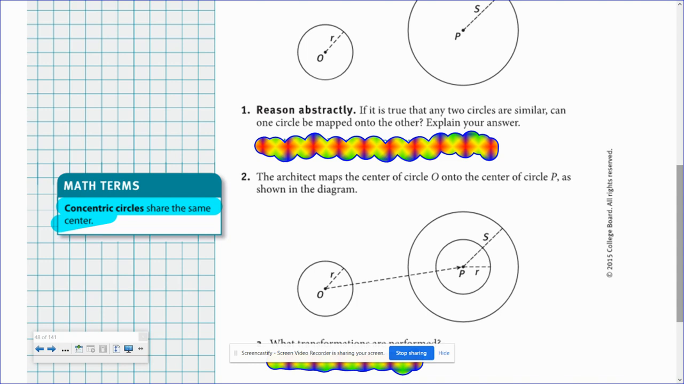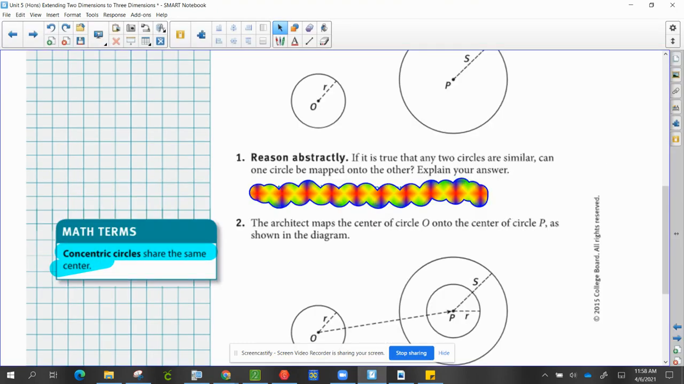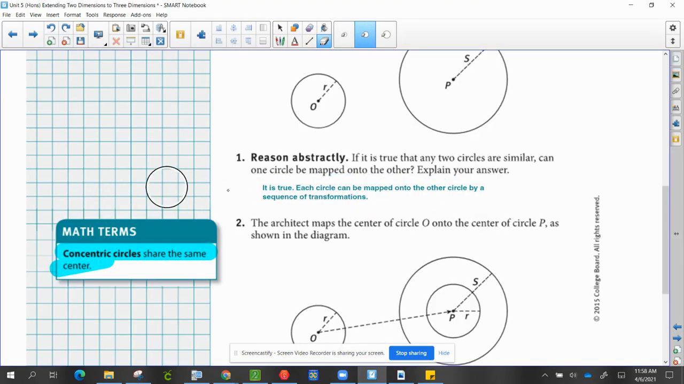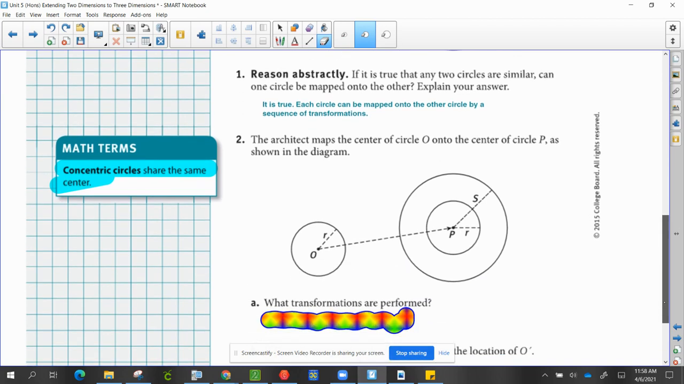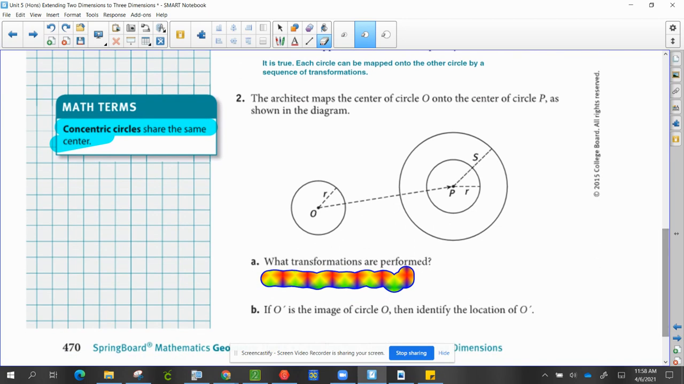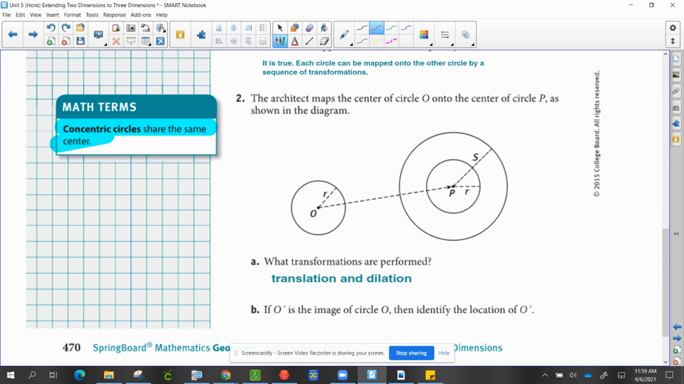Now, we've looked at these before, these concentric circles, that bullseye look, right? But the answer is that it is true. Each circle can be mapped onto the other through a sequence of transformations. If you remember transformations, those are reflections, rotations, translations, dilations. So if we look at circle O compared to how we move it into circle P, what transformations are being performed to map circle O onto circle P? Well, it's a translation because the graph shifted. It moved to the right and up a little bit, it looks like.